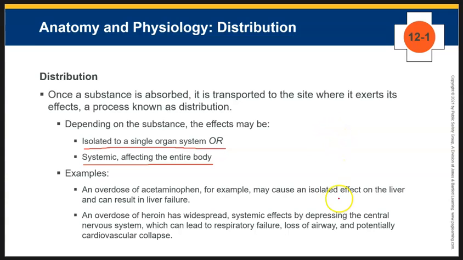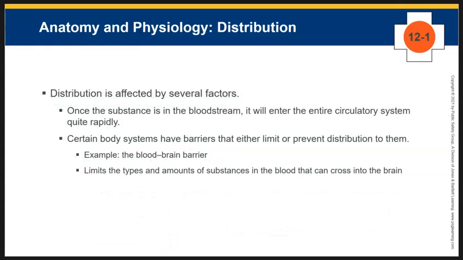Acetaminophen, Tylenol, can have an isolated effect on the liver if it is overdosed and could result in liver failure. An overdose of heroin, which is a central nervous system depressant, could lead to a more systemic problem by completely leading to respiratory failure, loss of the airway, and cardiovascular collapse. Distribution is affected by several factors. It's going to move through the entire circulatory system very rapidly, but we also have possibility where barriers will limit or prevent distribution, such as the blood-brain barrier.